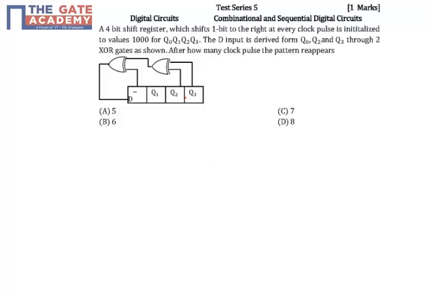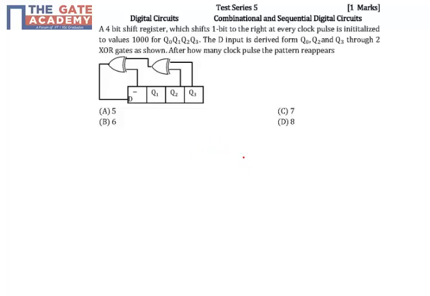So in the given problem, he has given a 4-bit shift register and also he has given the initialized value of that register, and then he is asking after how many clock pulses the pattern will reappear. So this kind of problem, first of all you have to write the state diagram, then only you can know how many clock pulses are required to reappear the same pattern.